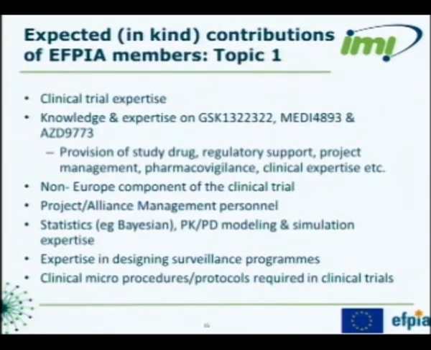The contributions from FPIA: we'll obviously be providing clinical trial expertise and all the information needed to run the clinical trials on the molecules that I've spoken to. We will also be providing the non-European part of the clinical trial. More often than not, when we run a clinical trial, we have to run it globally. That's the only way we can get a reasonable number of patients on a reasonable timeline to actually prove that the molecule is working. So that's really why we have to do these trials globally, so the FPIA members will be providing the non-European component of the clinical trial.